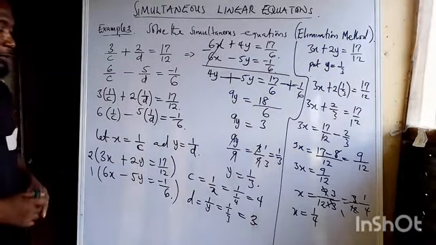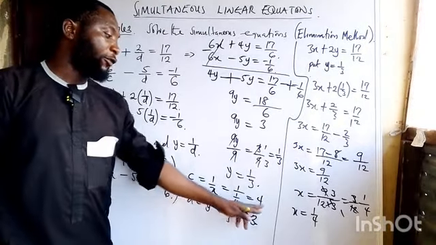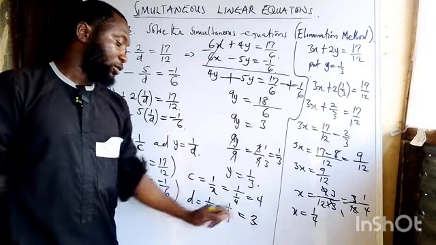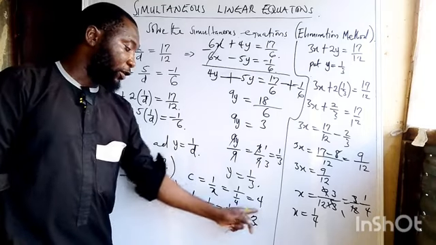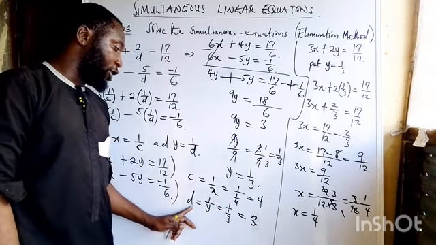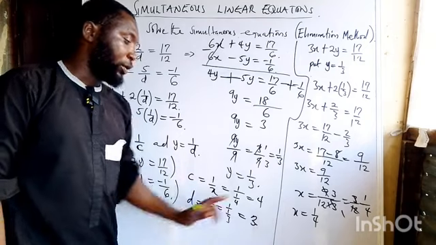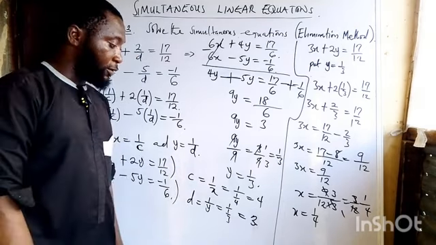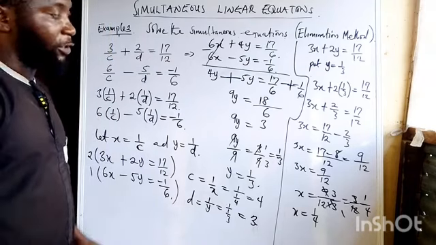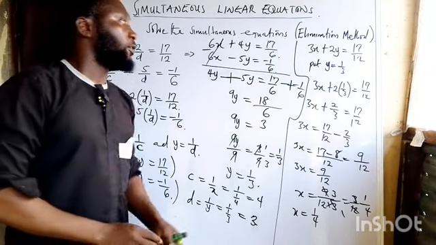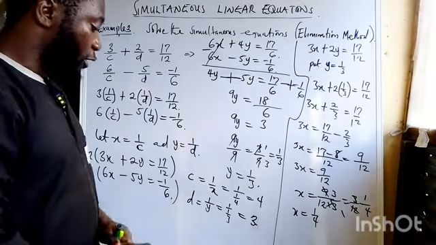So now from here, the value of c equals 4. The value of d equals 3. And these are the two values of letters C and D. Alternatively, we can solve this equation in another way.